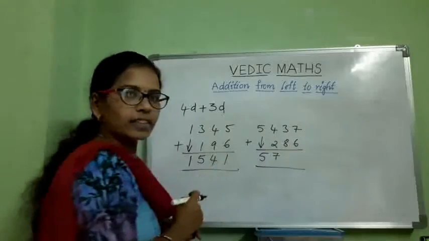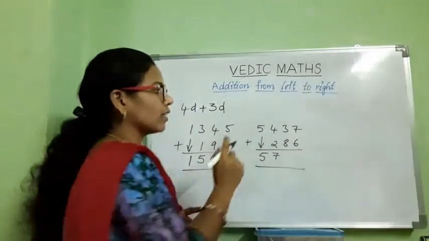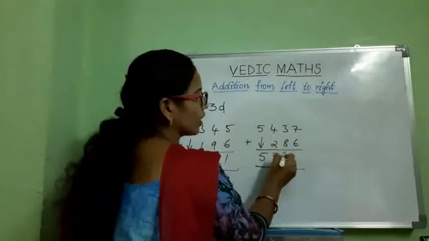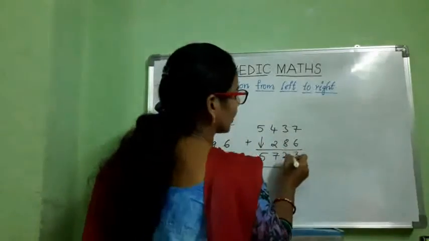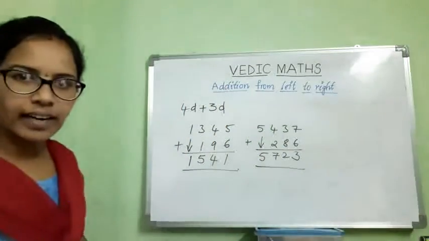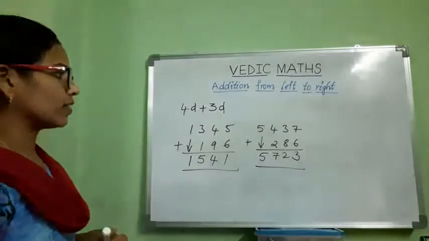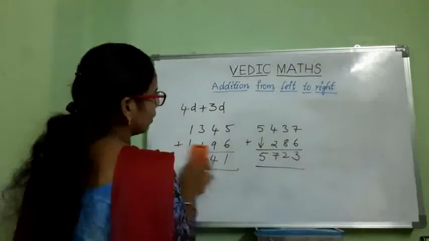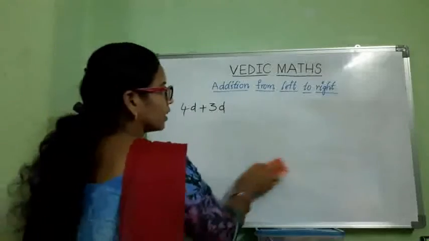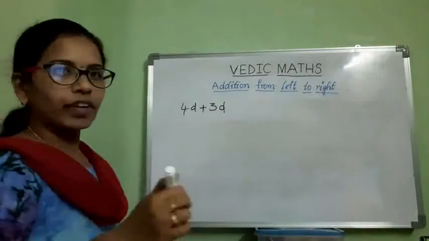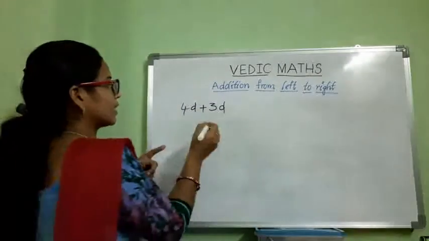Next, end digit of 8 and 3 is 1. But here carry. So 1 increases by 1. Next, end digit of 6 and 7 is 3. So the answer is 5723. This is the answer. Yes. And we can do the addition when we take the numbers in horizontal way.